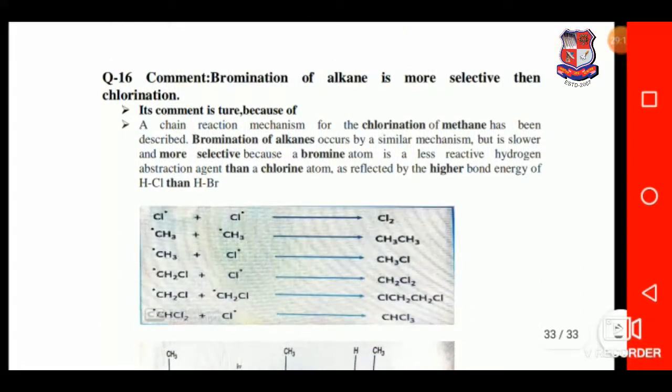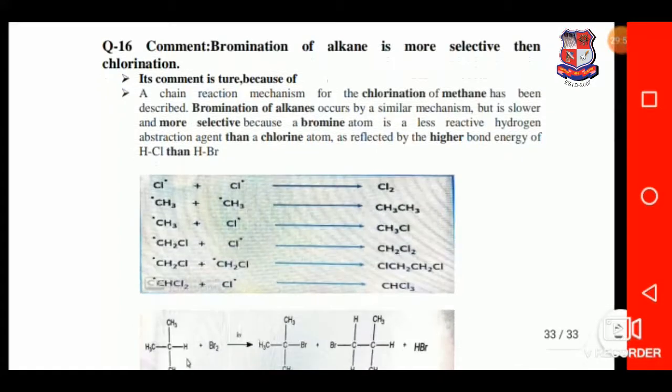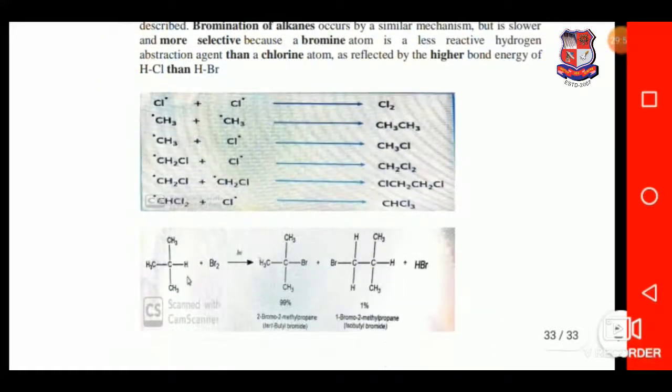Question number 16. Comment: bromination of alkane is more selective than chlorination. So this is the comment. A chain reaction mechanism for the chlorination of methane has been described. Bromination of alkanes occurs by a similar mechanism but is slower and more selective because a bromine atom is a less reactive hydrogen abstraction agent than a chlorine atom, as reflected by the higher bond energy of hydrogen-chlorine than hydrogen-bromine.